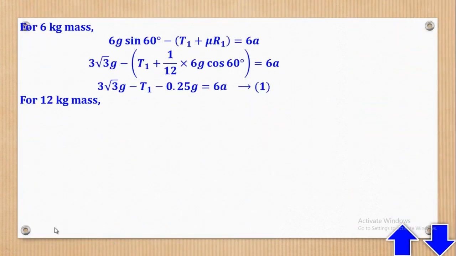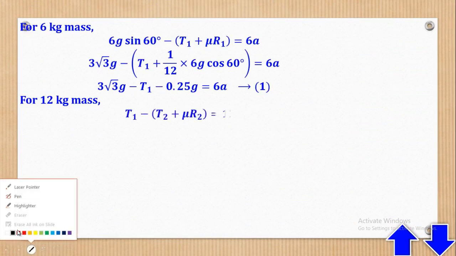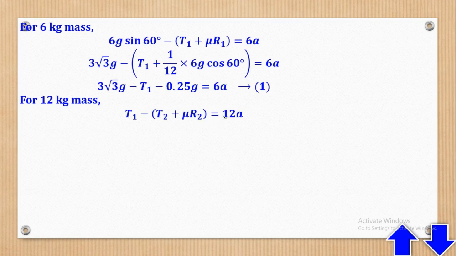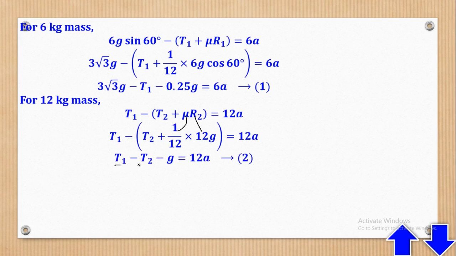So you write that T1 minus open brackets T2 plus mu R2 is equal to 12a, where 12 is the mass. Therefore, we know mu, we know R2, we already saw that R2 is equal to 12g, so we shall substitute for R2. Mu is already given in the question as 1 over 12. So when I simplify, I'll come up with T1 minus T2 minus g equal to 12a as my equation 2. Then next we shall go to the 4 kilogram mass.